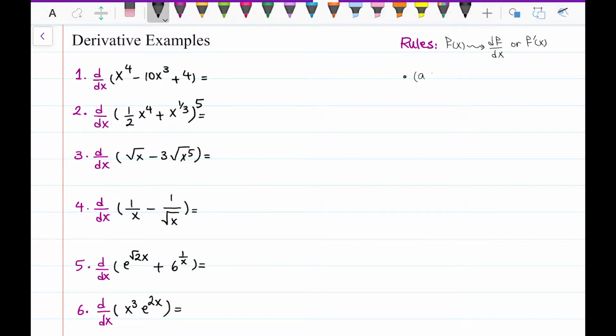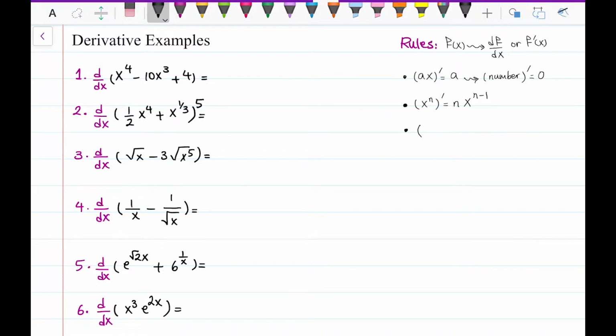So when we have a number times x, the derivative of that would be just the number. And if we just have any number and we take the derivative of that, we get 0. Another rule would be x to the power of n, the derivative of that would be n x to the power of n minus 1.